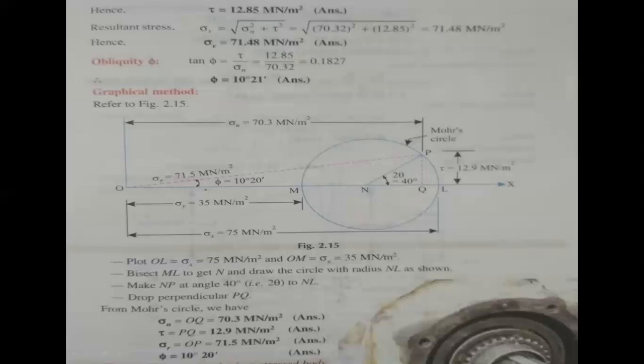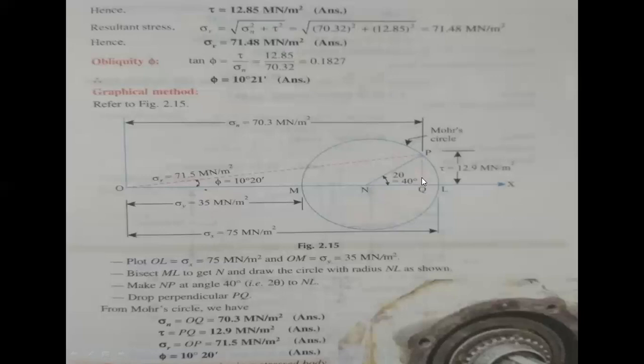So we will draw a circle. After drawing the circle, taking N as the center point, we'll draw a line NP at an angle of 40 degree, since theta is 20 degree for the plane and 2 theta is twice of the plane, 40 degrees. So we'll draw a line from N to P at an angle of 40 degree. From P we'll draw a perpendicular, and this will meet at Q.